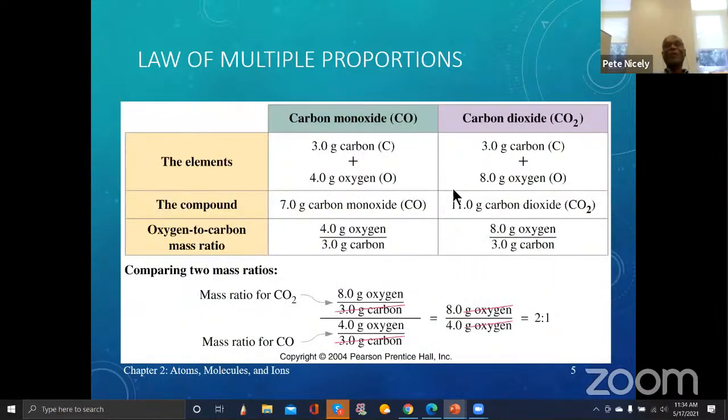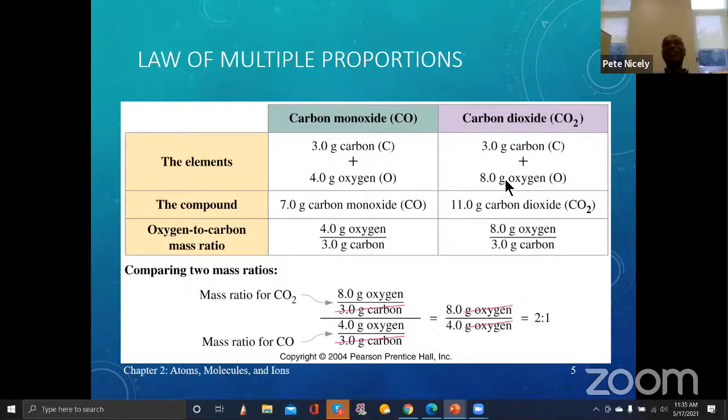So just to illustrate what we're talking about here, there are two compounds that are made up of carbon and oxygen. One is called carbon monoxide, and the other one is called carbon dioxide. Now, if you're going to make these compounds from their elements, and let's say that you keep the carbon mass fixed in both cases, what you'll find is that the mass of oxygen that combines in each case with 3 grams of carbon will be varied by a factor of 2. So in the case of carbon monoxide, 3 grams of carbon will require 4 grams of oxygen, but in the case of carbon dioxide, 3 grams of carbon will require 8 grams of oxygen.